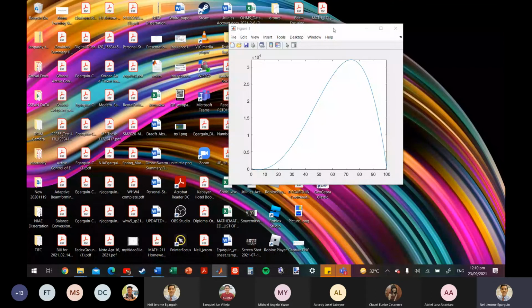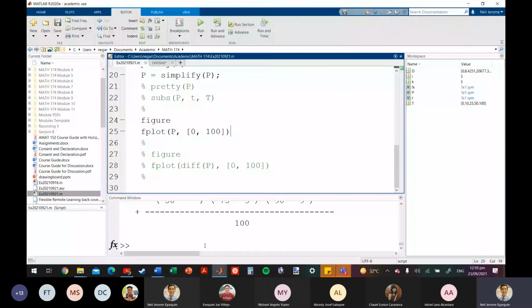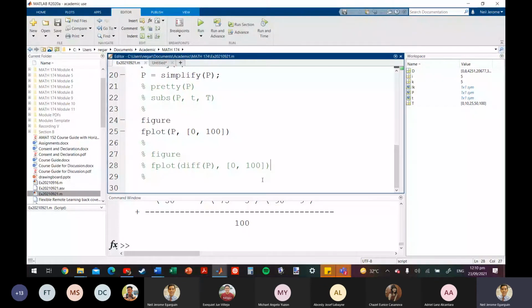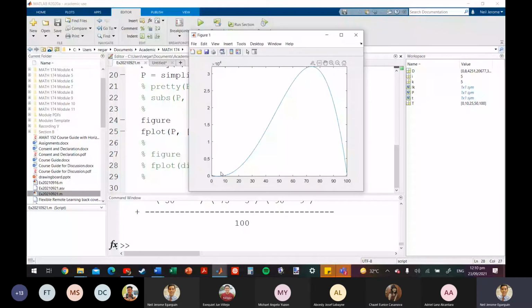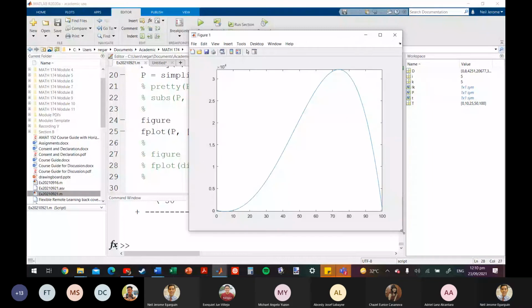I-maximize ko lang yung MATLAB ulit. Okay, here we go. So, nirun ko uli yung code with lines 24 and 25 uncommented out. And then I can, pag nirun ko siya, makukuha ko tong figure na to. Okay? Which basically gives me the graph of the interpolating polynomial P over the interval 0 to 100. Okay? Questions so far?